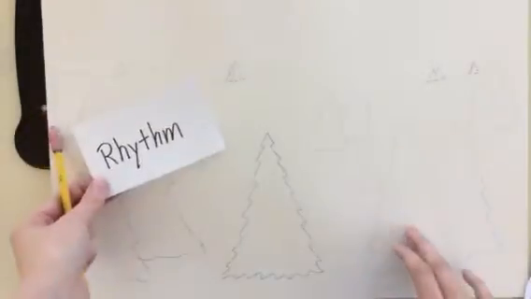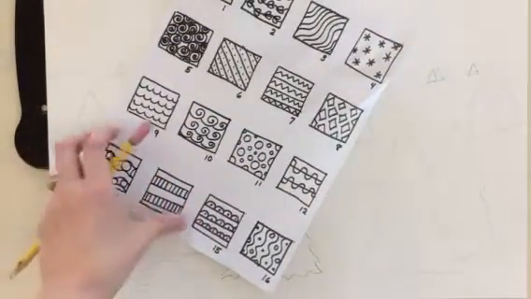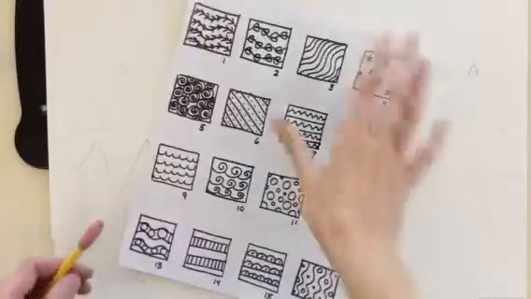now I'm going to start to add my rhythm to my trees. So I already have a sense of rhythm by repeating the trees all over, but now I'm going to add some patterns. So if you're having trouble coming up with some patterns, or even not, these are just some great ideas. I made a sheet with some different types of patterns.